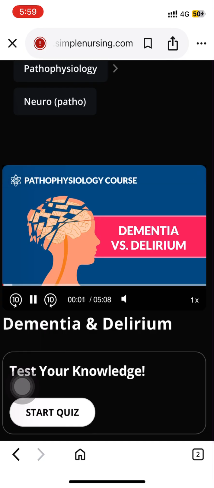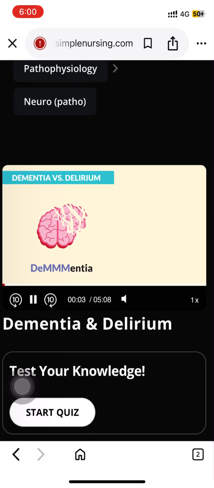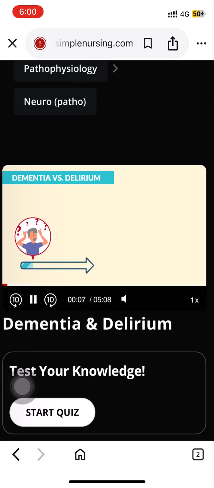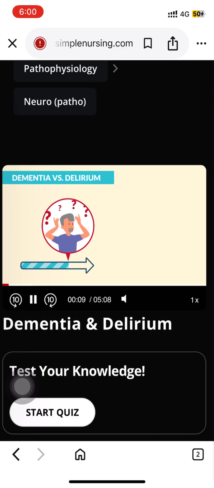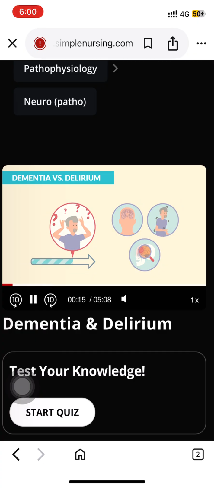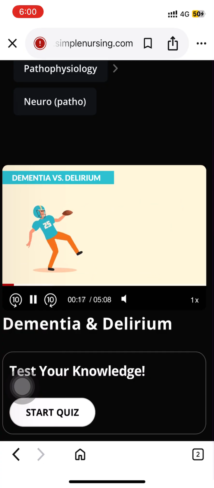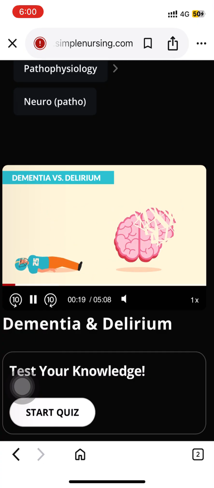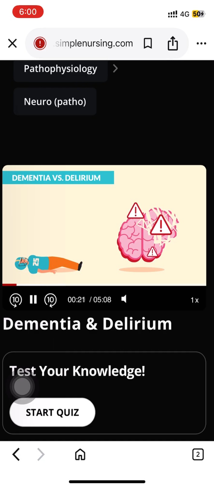Dementia versus delirium. So for dementia, think damage to the brain that is irreversible, with long-term onset of confusion. This is seen in patients with Alzheimer's, Parkinson's, and even traumatic brain injuries, where we get multiple concussions, like with NFL players. This can cause damage leading to that dementia.